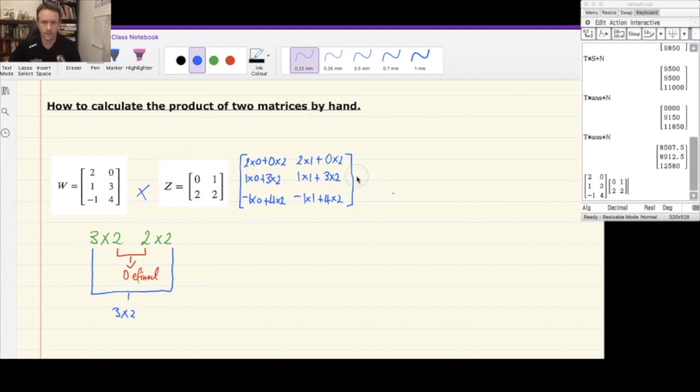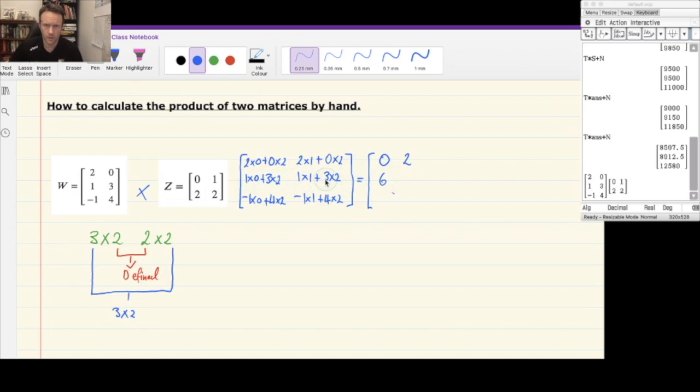Then what we want to do is start bringing it all together. Okay, so this all equals, so 2 times 0 is 0 plus 0 times 2. So that first element there is 0. 2 by 1 is 2, plus 0 times 2 is 0. So that is 2. 1 by 0 is 0, and 3 times 2 is 6. So we've got 6 there.